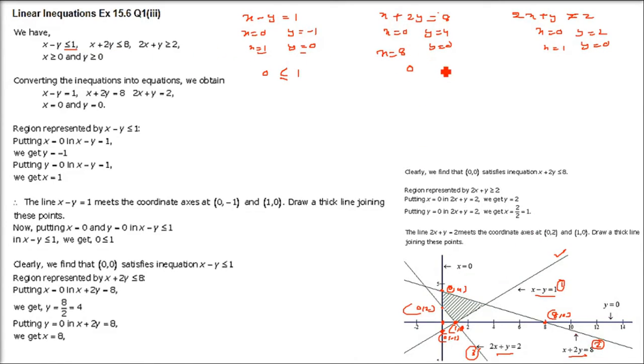So x plus 2y equal to 8. Put x equal to 0, y equal to 0. 0 is less than or equal to 8. This is true. So this is the second line. Now 0, 0 is in the solution. Now take the below portion. Niche wala portion lena hai.